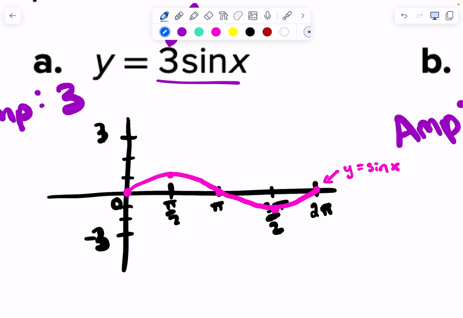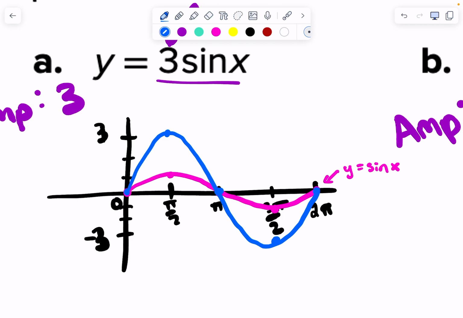All right? The difference is he still starts at 0, but he goes up to 3, down to 0, down to -3, back up to 0. So there is what he looks like. This is 3 sine of x. That's what the amplitude does.